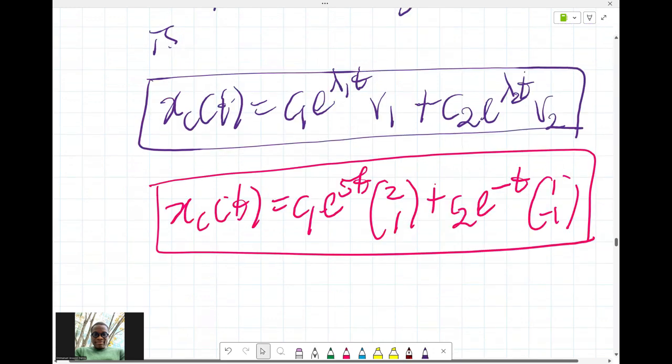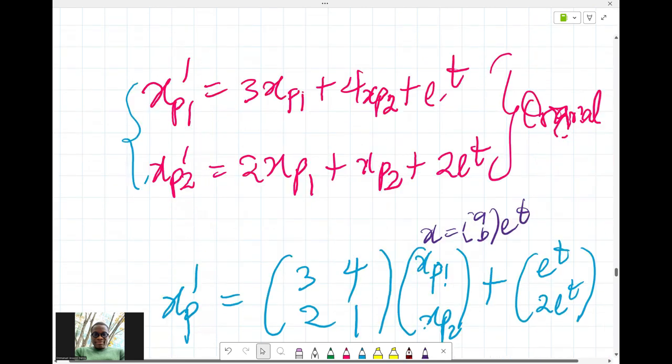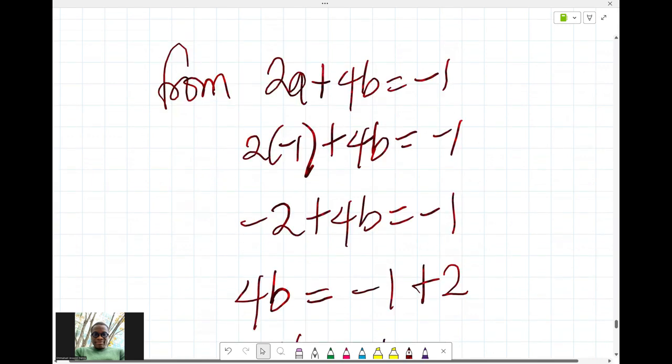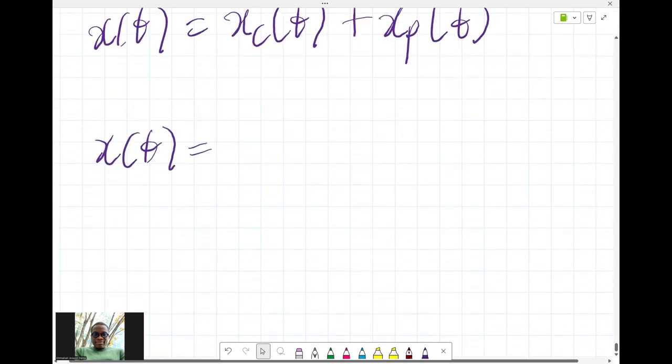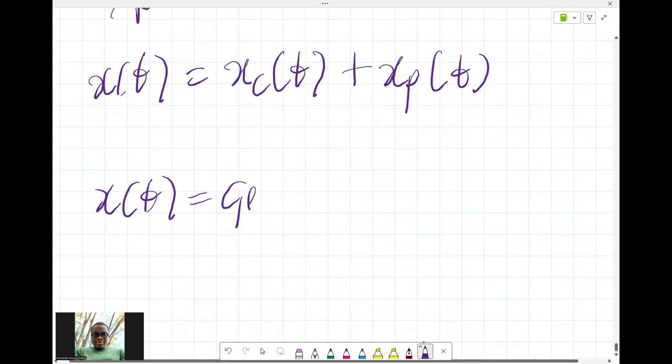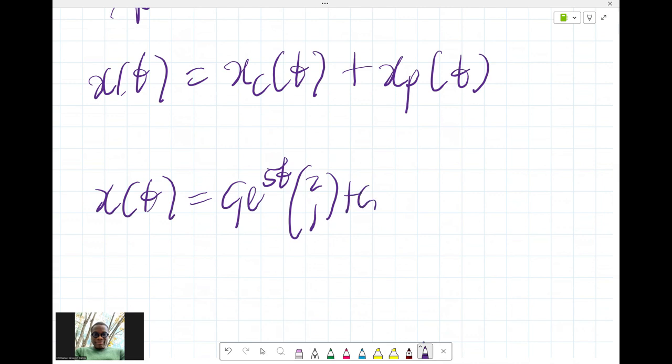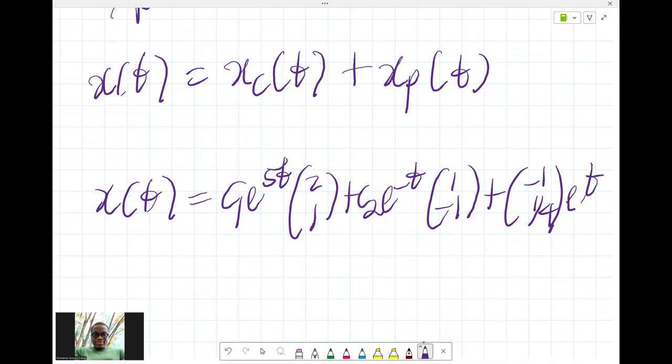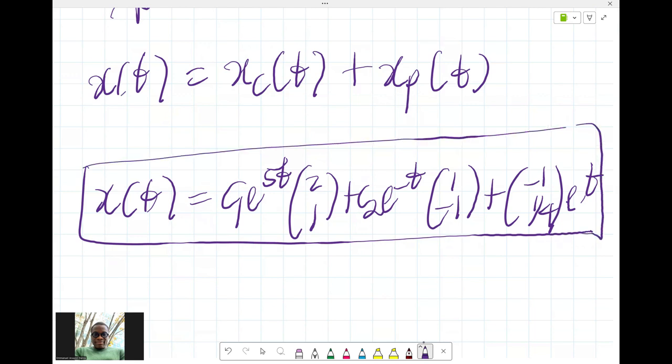C1 e raised power 5t into 2, 1, C2 e raised power minus t into 1, minus 1, then plus xp now. So just put that up, and we are good to go. So x of t finally is C1 e raised power 5t into 2, 1 plus C2 e raised power minus t into 1, minus 1, plus minus 1, 1 over 4 multiplied by e^t. So this is our general solution. This completes the process.